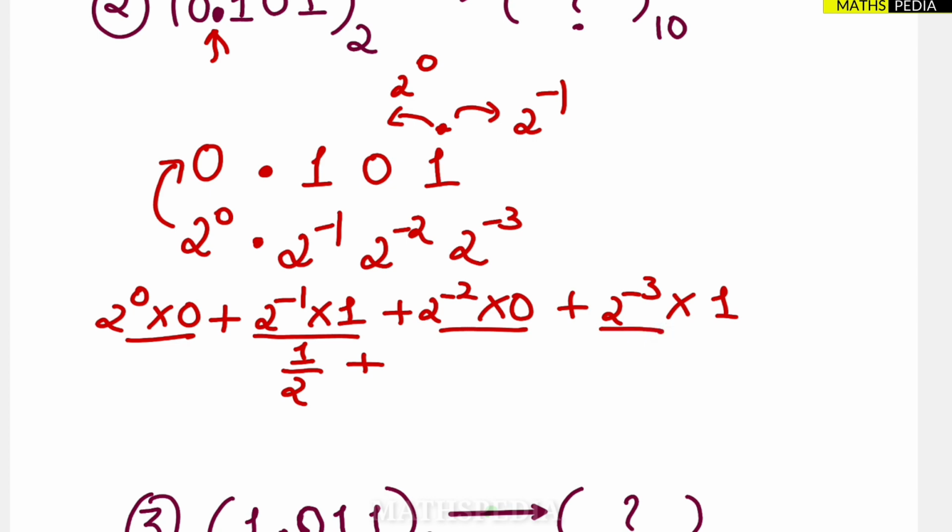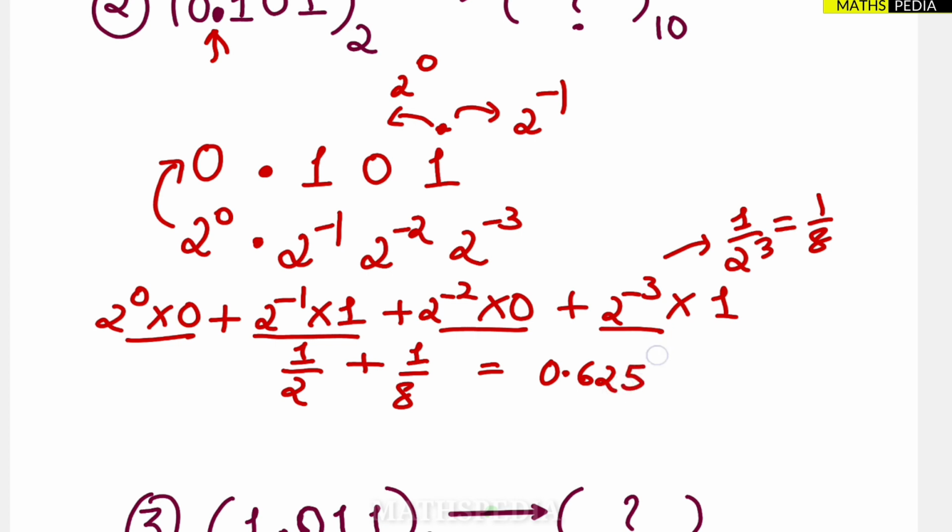Here we are having 2 power minus 3. What is 2 power minus 3? It is 1 by 2 power 3. What is 1 by 2 power 3? 1 by 8. So I can just write 1 by 8. So what is 1 by 2 plus 1 by 8? You can put it in the calculator and find out. It is basically 0.625. So what will be the base? Base will be 10. So here we have got the base as 10. That means this is the conversion where we have considered the binary point, that kind of question. So let us go for the next one.